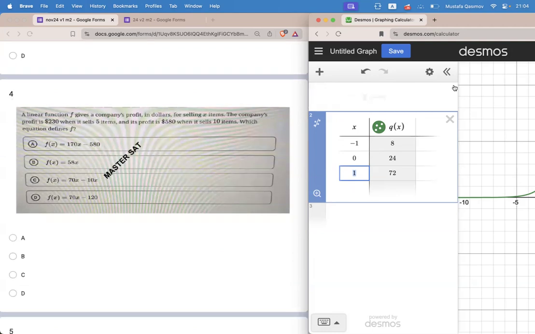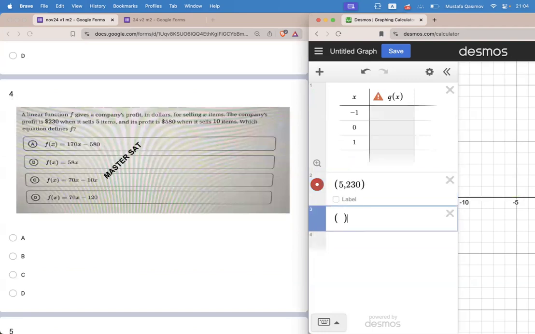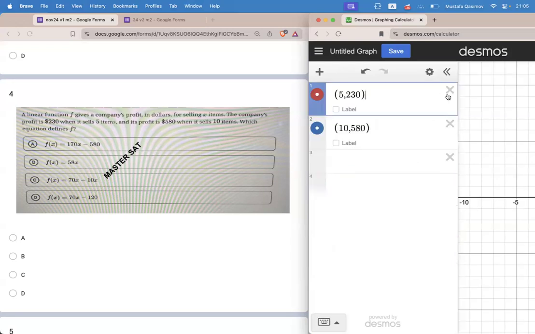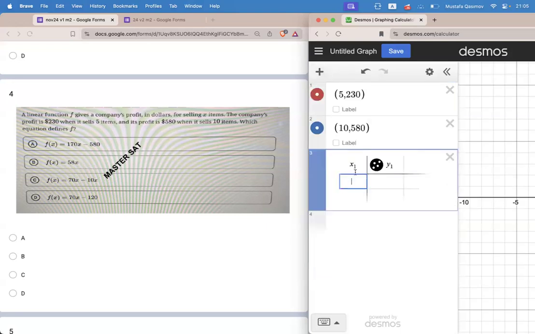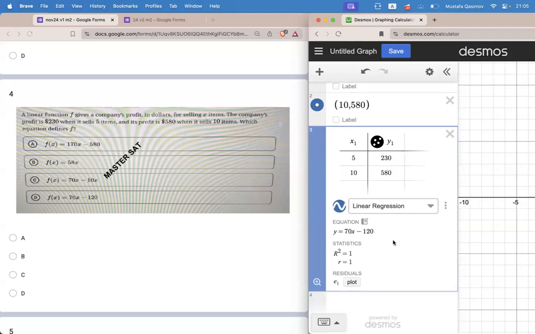4. Here we can think like that. First one is for 5 items it is 230. For 10 items it is 580. Which equation defines f? Here, if you want, you can create this table or you can find the slope from here. It's also okay, but I am using a table here. 5 10, 230, 580. Then press that one, or just write y is equal to kx plus b. It's also okay. Answer is D.